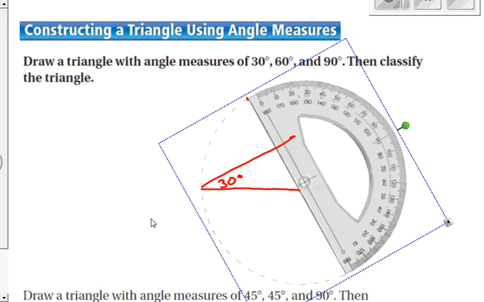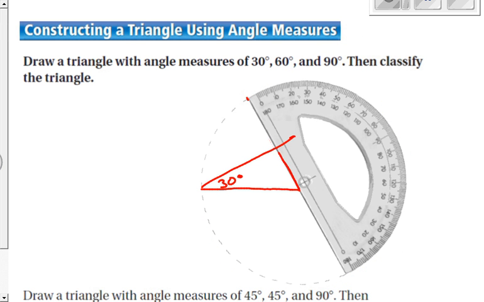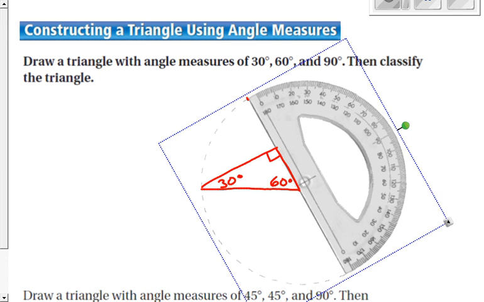Connect those two lines, and I'm only going to connect it to about right there. That way I don't need to erase anything. So I'm going to erase this part right here that I don't need, that's not part of my triangle. And I'm going to label this 60 degrees, which now means that this angle is a right angle. So there's my angle that I have drawn.